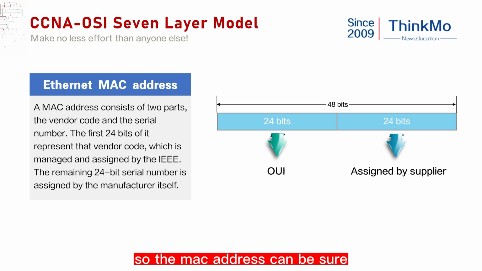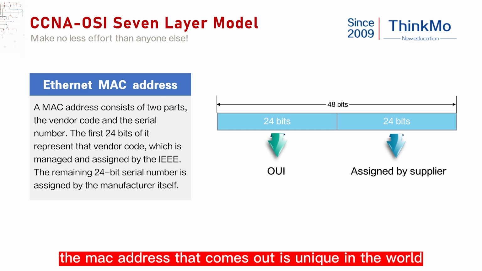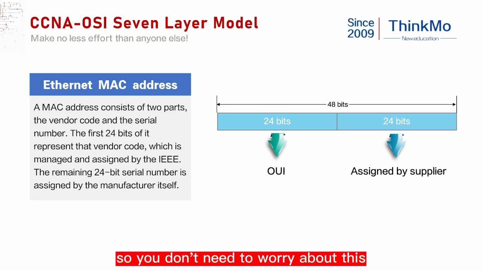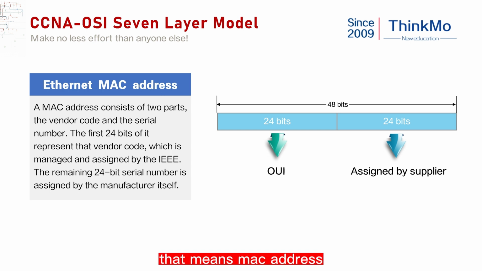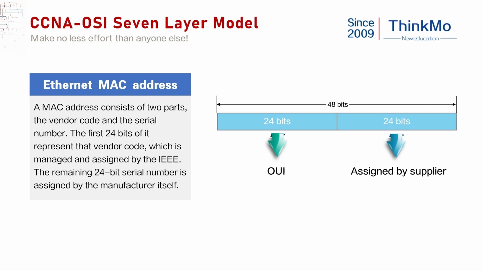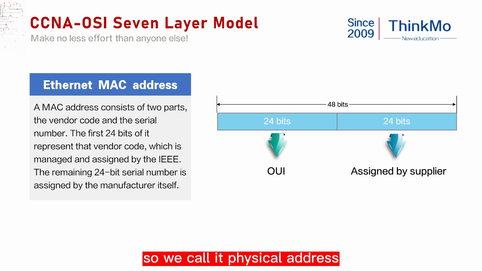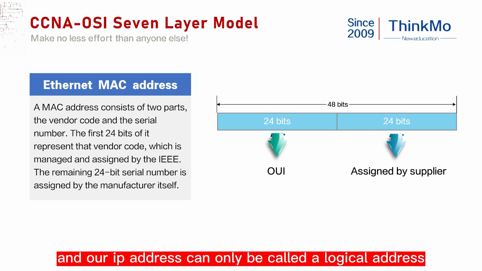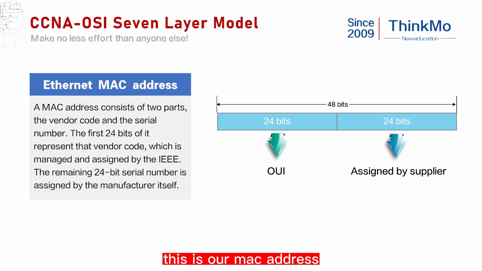So the MAC address can be sure: each of our network cards has a MAC address that is unique in the world, so you don't need to worry about this. That means the MAC address can be used as our single device's real identity, so we call it the physical address. Our IP address can only be called a logical address, because IP addresses can be configured repeatedly. This is our MAC address.